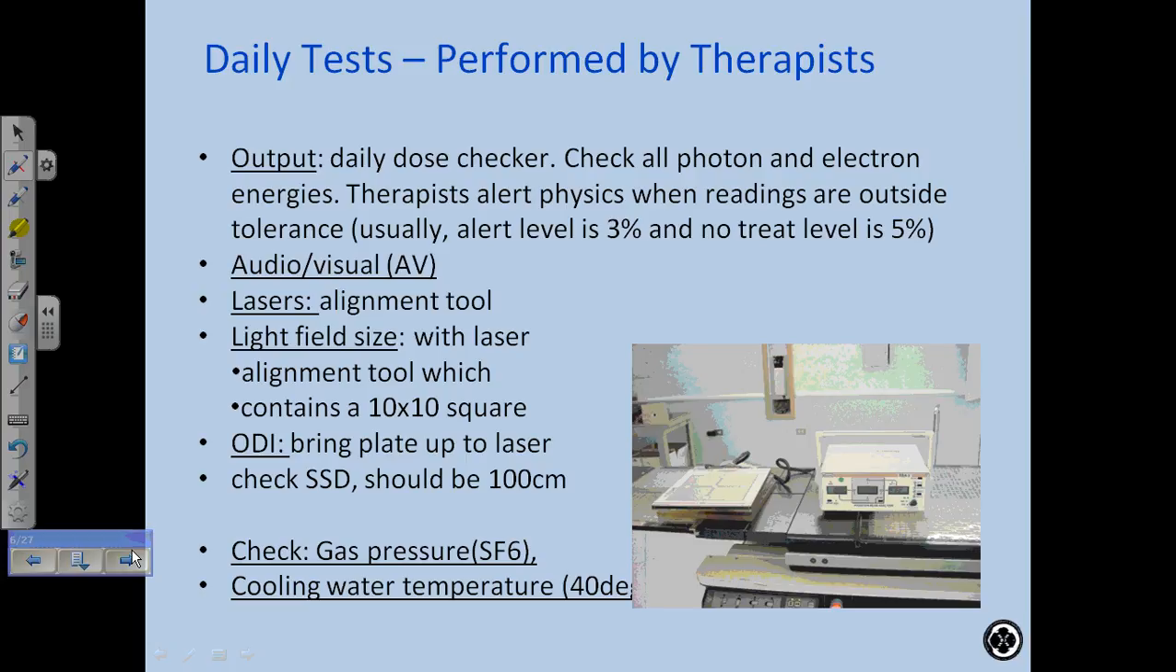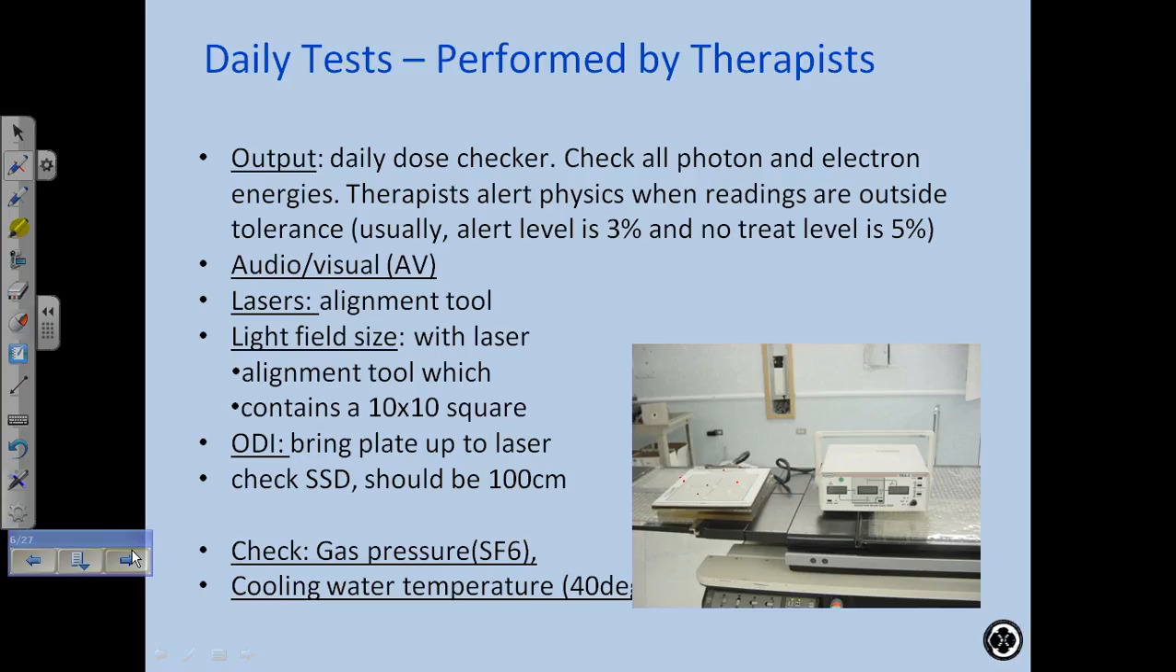So what are the daily tests? Now let's get into a little more detail about the actual test itself. Output, daily dose checker. You guys have seen daily dose checkers, right? Pretty simple devices. This is an example of one, an older unit. And here's the plate. You put the plate under the beam and center it. There are 5 chambers on there. Why are there 5 chambers? Because the center chamber is used to calculate the dose, and the chambers on the sides are used to calculate the flatness and symmetry of the beam.